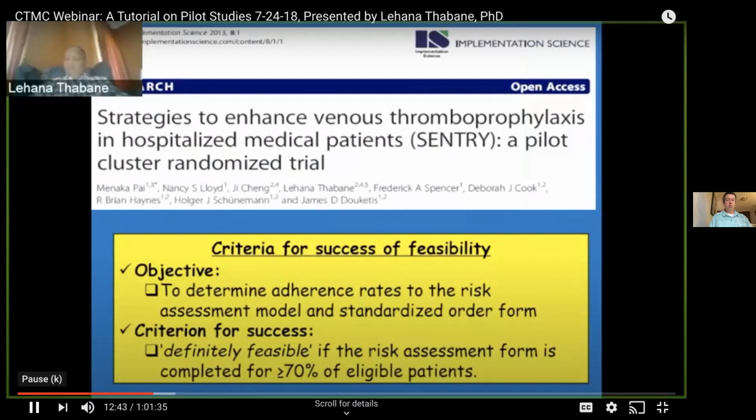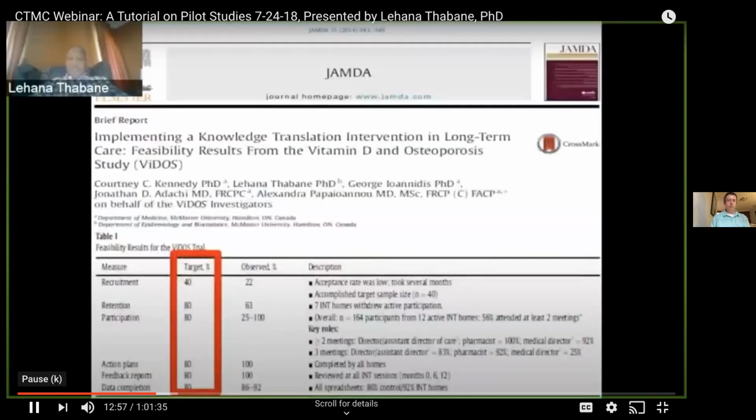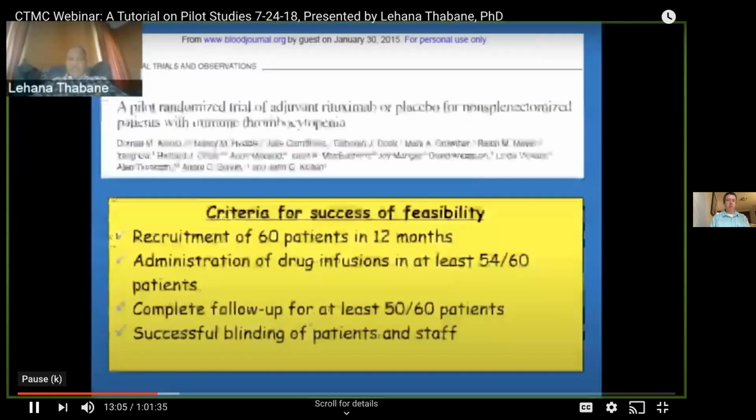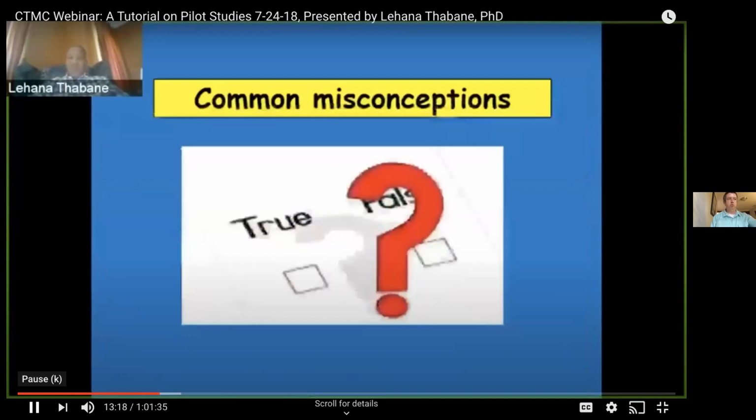We said, well, we would actually declare this feasible if we can achieve over 80% compliance to this assessment tool. So we had a priori criteria for determining feasibility. The same thing in the VITALS trial, we had criteria for assessing success on different aspects of what we are assessing for feasibility. And in this trial, this was done by some of my colleagues at McMaster, led by Deborah Cook and Donnie Arnold, and they had criteria for assessing whether it would be feasible to actually move on to the main trial.